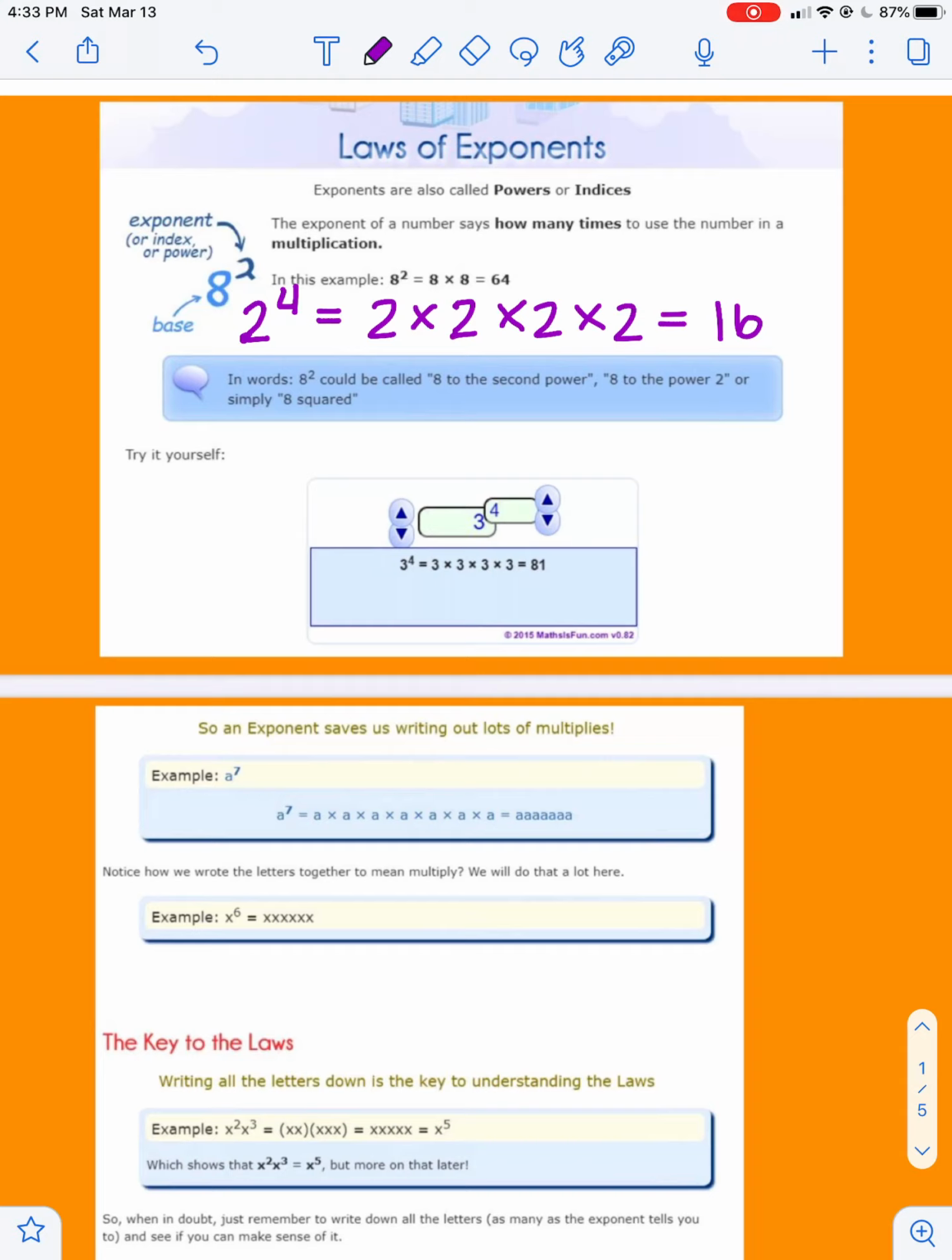Okay? So down here, where I have 3 to the 4th power, you see I've got 3 times 3 times 3 times 3. So 4 times to get 81. Okay? So the reason we use exponents is because it's definitely way easier to write 3 to the 4th than it is to write 3 times 3 times 3 times 3. Okay, so that's the main reason we use those.